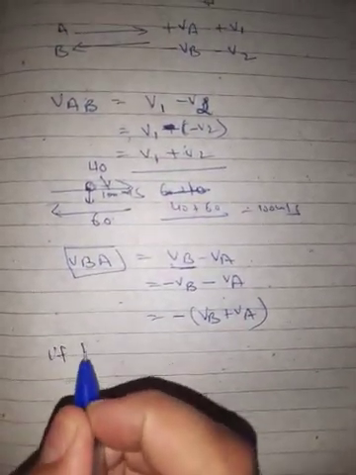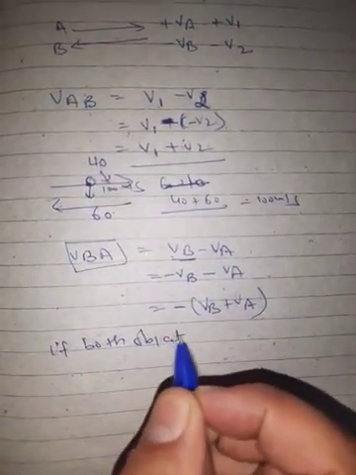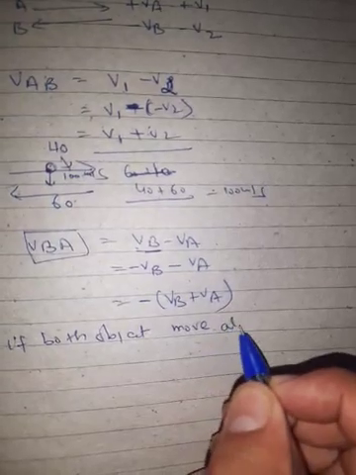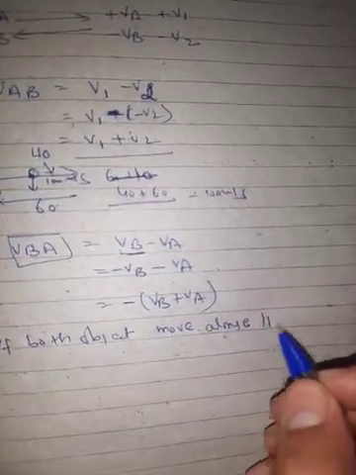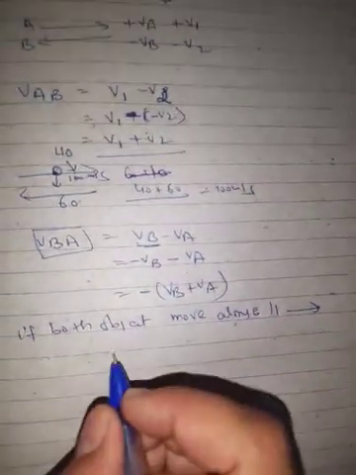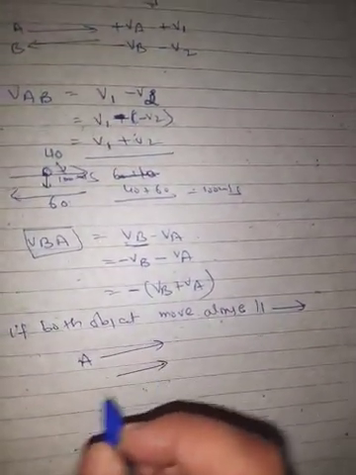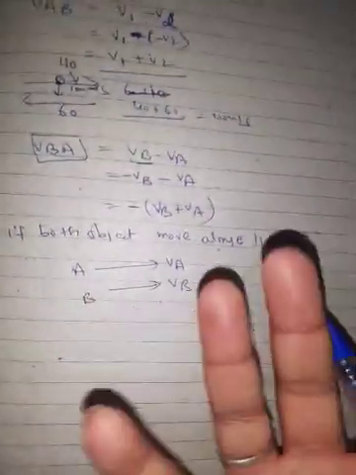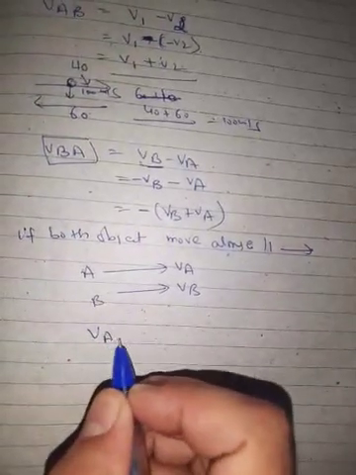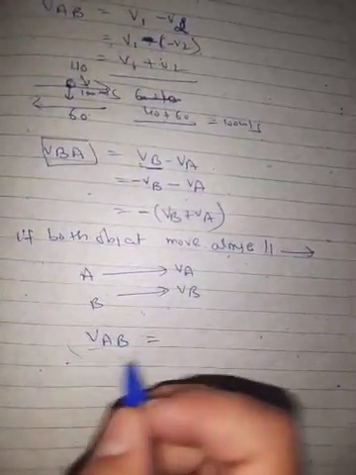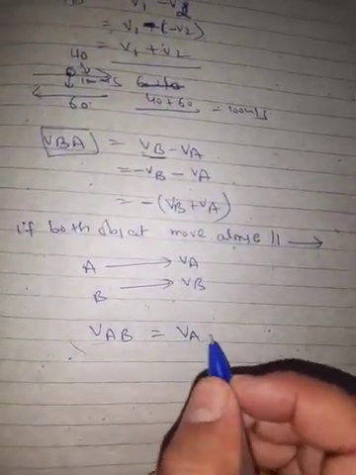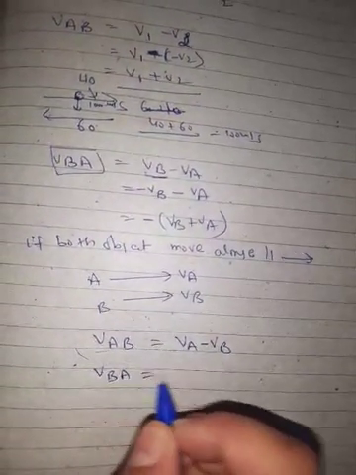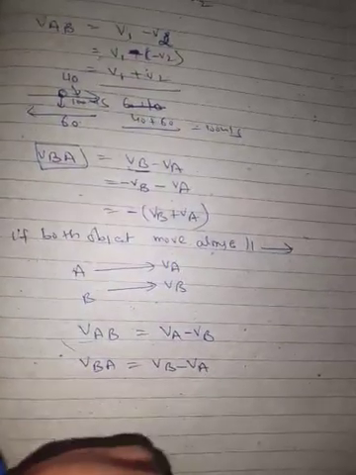Next, if both objects move along parallel and in a straight line, then what will we do? So this is object A and this is object B. Its velocity is VA, and the other's velocity is VB. Both are moving in the same direction. At that time the velocities will subtract. How will we say it? If A is moving with respect to B, then we can say VA minus VB. Yes, you can say B with respect to A, so VB minus VA. Clear?